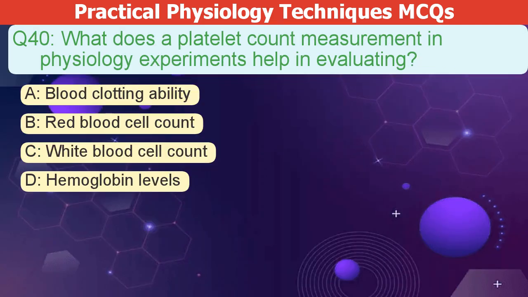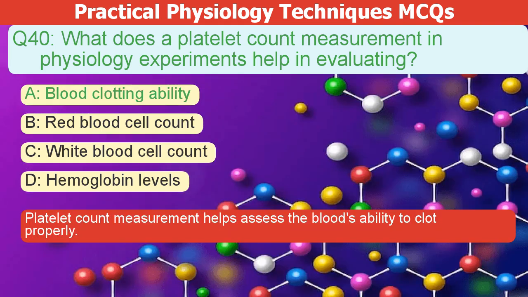What does a platelet count measurement in physiology experiments help in evaluating? A. Blood clotting ability. B. Red blood cell count. C. White blood cell count. D. Hemoglobin levels. The correct answer is A. Platelet count measurement helps assess the blood's ability to clot properly.